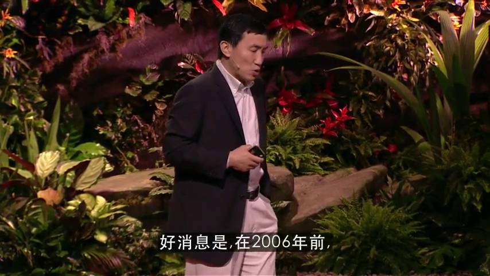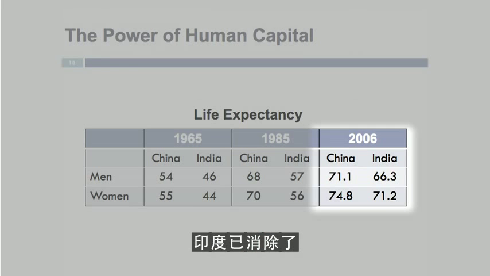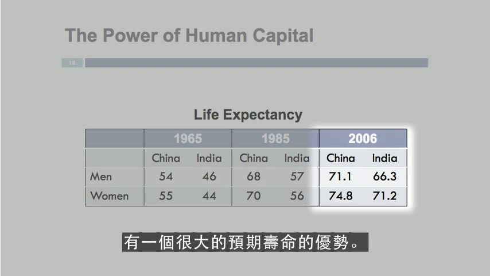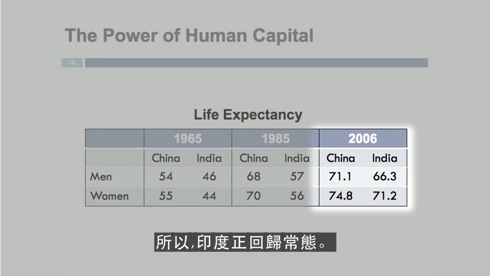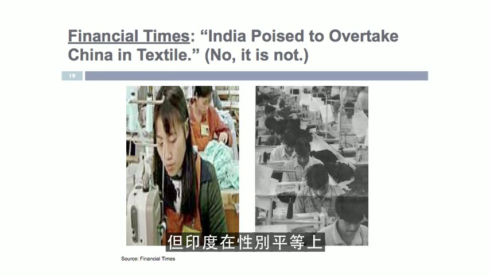The good news is by 2006, India has closed the gap between men and women in terms of life expectancy. Today, Indian women have a sizable life expectancy edge over Indian men. So India is reverting to the normal. But India still has a lot of work to do in terms of gender equality.